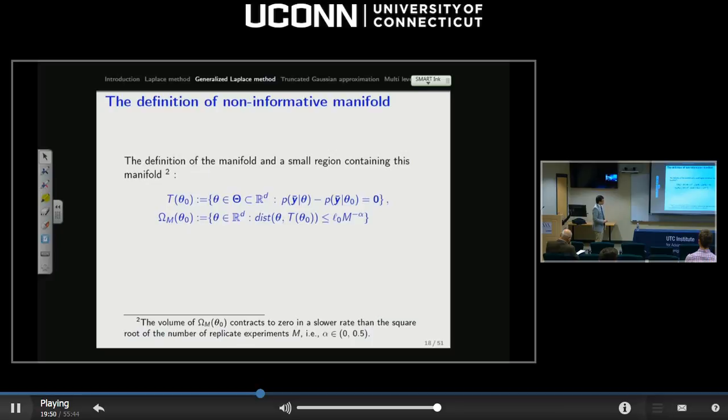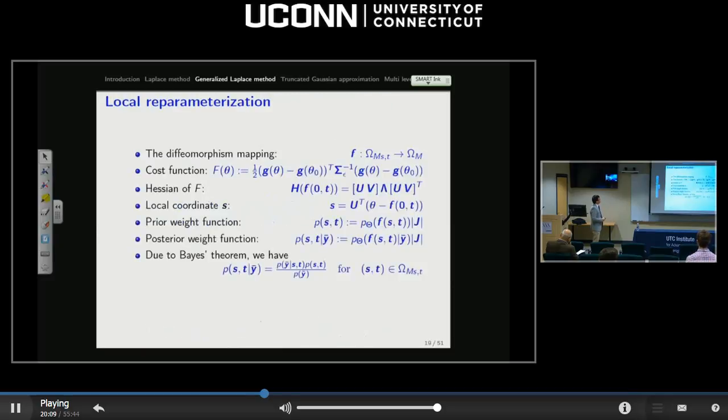And as long as alpha is between 0 and 0.5, so the rate of the shrinkage of your omega m is not faster than the posterior, then it's fine. Then you can do the Laplace approximation, and everything will be controlled. And here are more definitions for the reparameterization. First, we need to define f, which is a map between the new coordinates and the original coordinates, and also a cost function, which is the quadratic form of the difference between the model g of theta and the true model g of theta naught. And the Hessian of f looks like this.